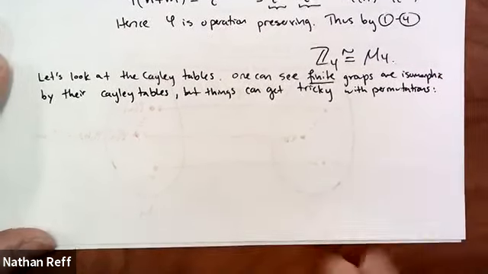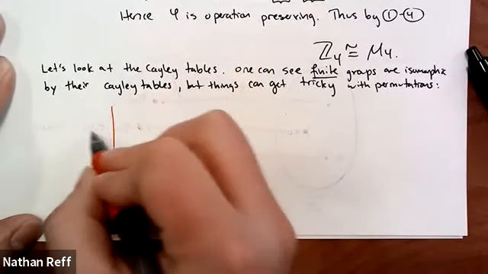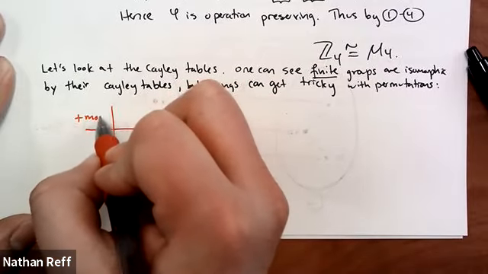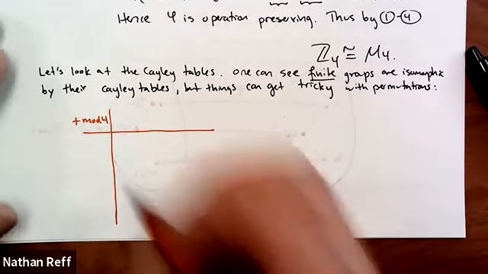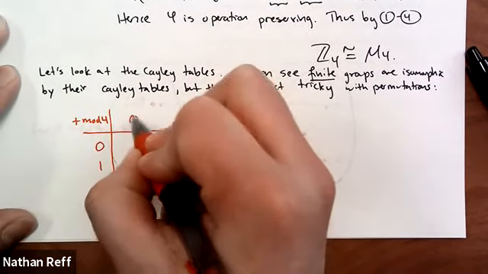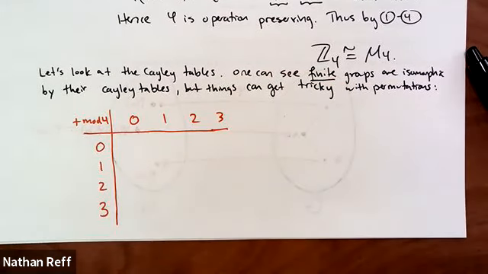Okay, so let me show you what I mean by this. So the first group was Z4, right? So we have addition modulo 4. So what's the Cayley table for Z4? I think that might have even been an exam question. Yeah, 0, 1, 2, 3. Okay, so you're doing addition modulo 4.